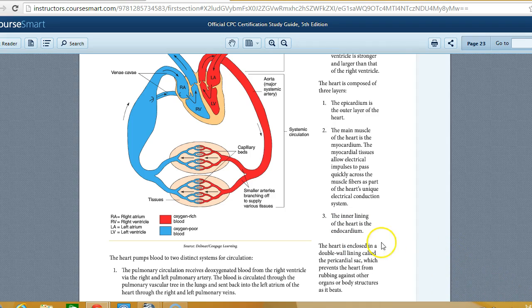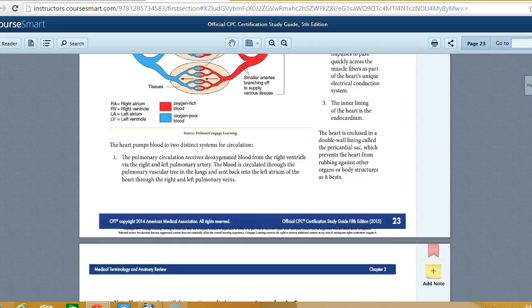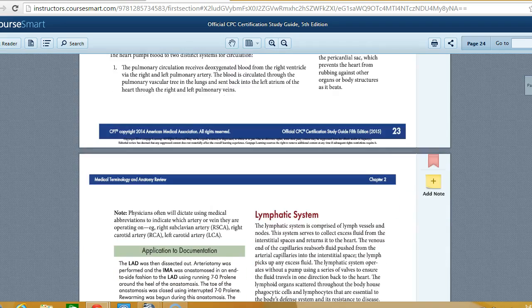All right, the heart is enclosed in a double-lined sac called the pericardium, which prevents the heart from rubbing against other organs or body structures as it beats. You don't want the heart rubbing up against anything as it beats. You want it to be free and clear.